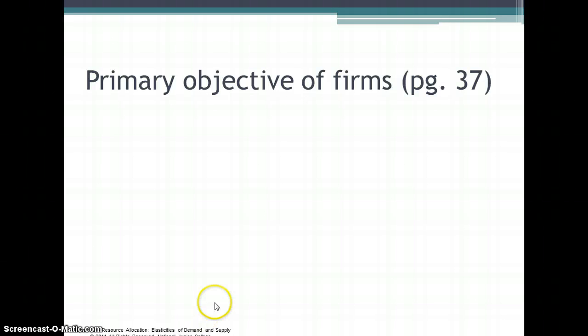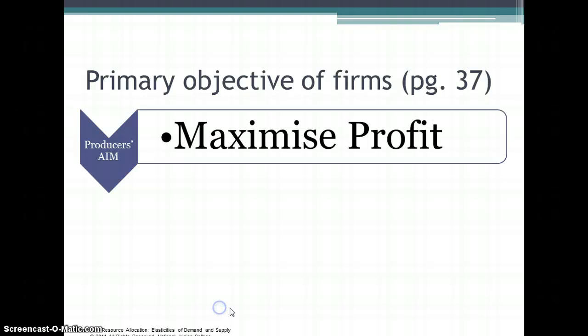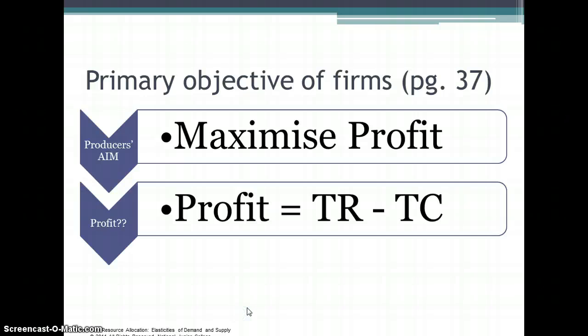Okay, let us move on. Look at page 37. Application of price elasticity of demand. What is the primary objective of the firms? The objective is to maximize profit. So what exactly is profit? Profit is total revenue minus total cost.